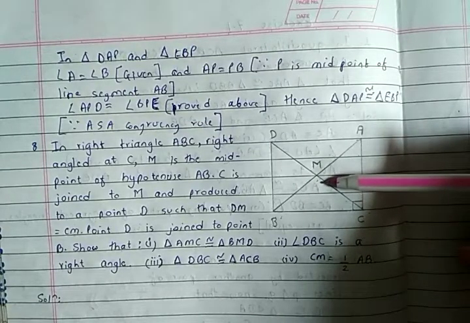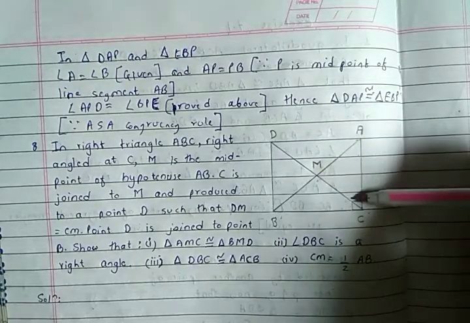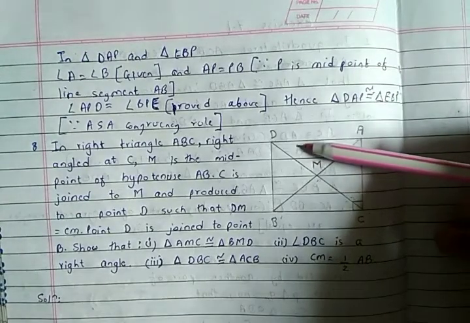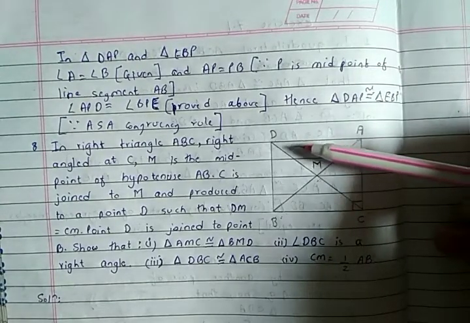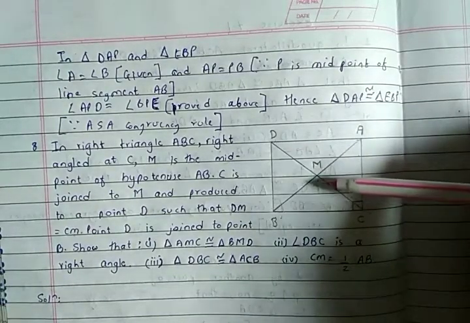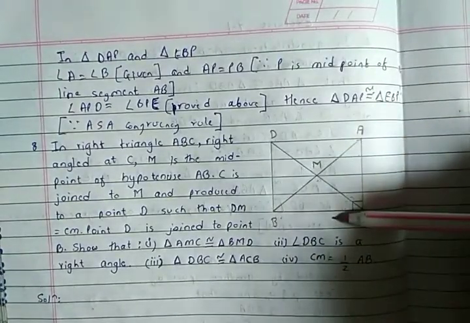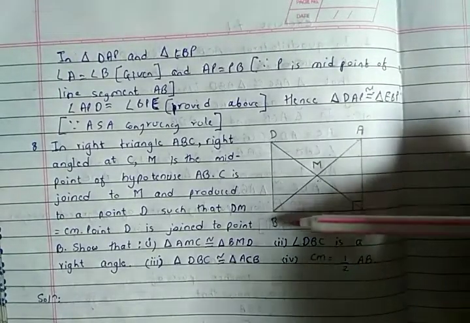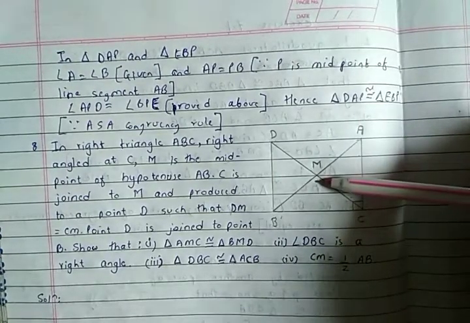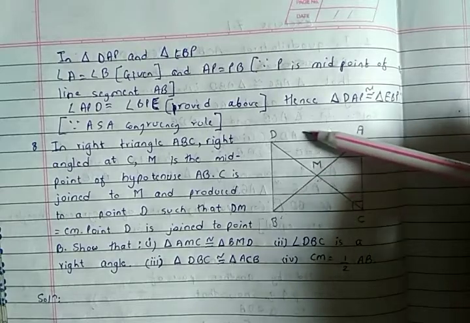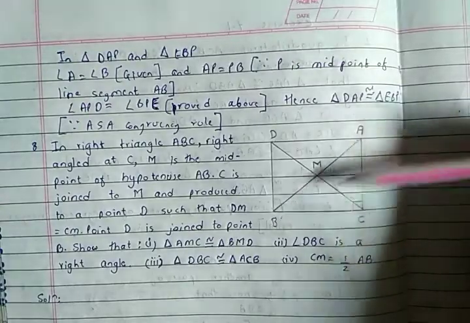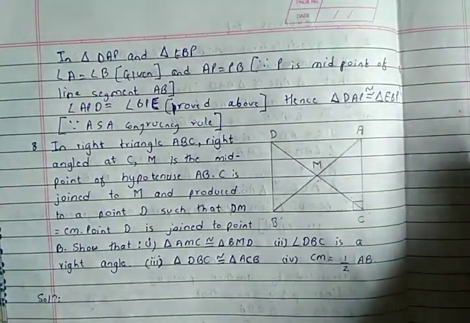We have to prove that triangle AMC is congruent to triangle BMD. Second thing, we have to prove that angle DBC is a right angle. Third, triangle DBC is congruent to triangle ACB. And fourth thing, we have to prove that CM distance is equal to half of distance AB. Right? These four things we have to prove. Right? So how will we start?